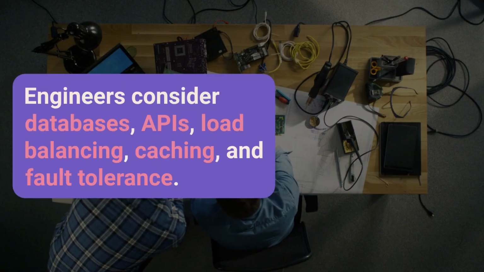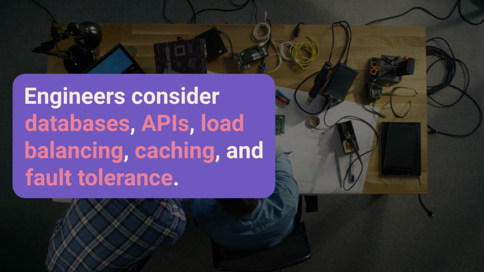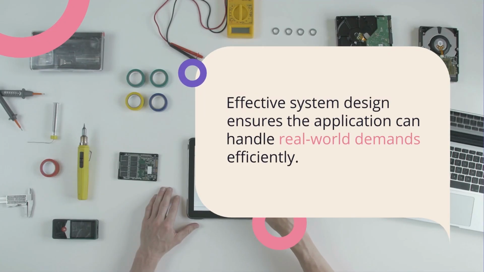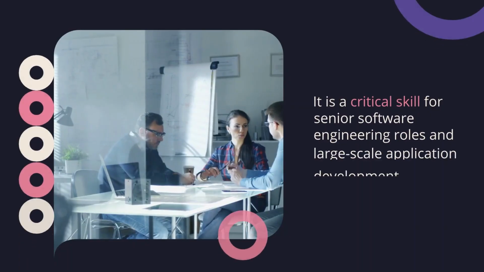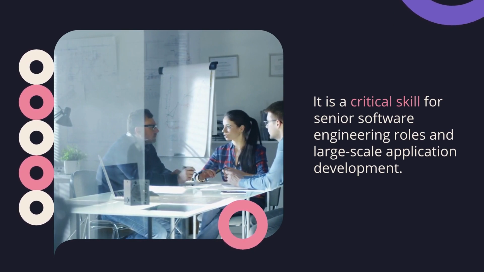Engineers consider databases, APIs, load balancing, caching, and fault tolerance. Effective system design ensures the application can handle real-world demands efficiently. It is a critical skill for senior software engineering roles and large-scale application development.